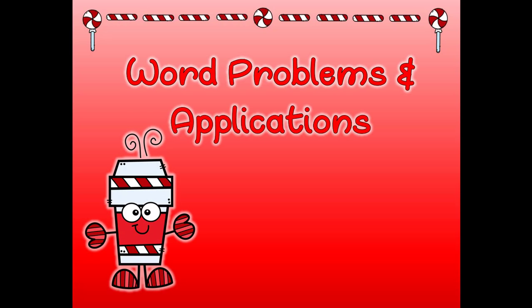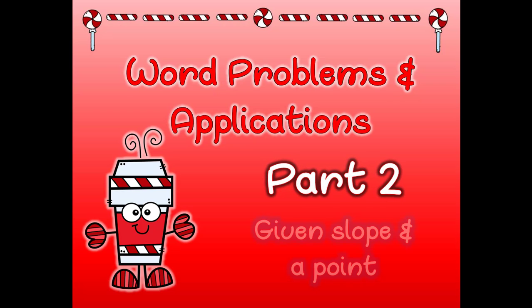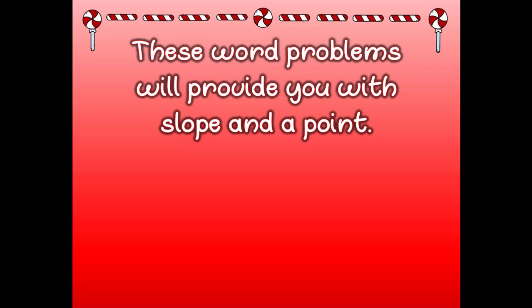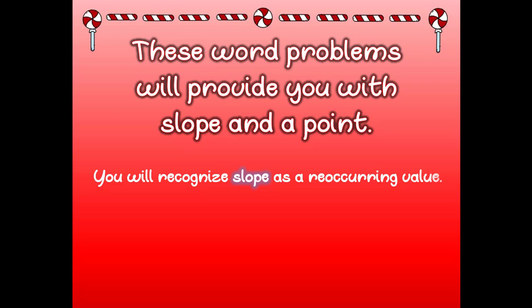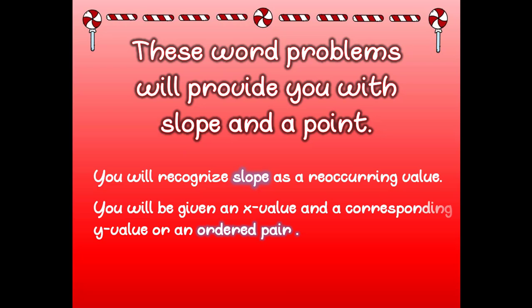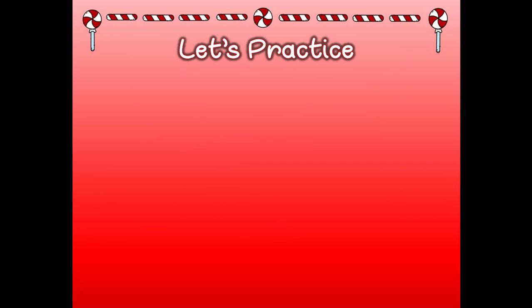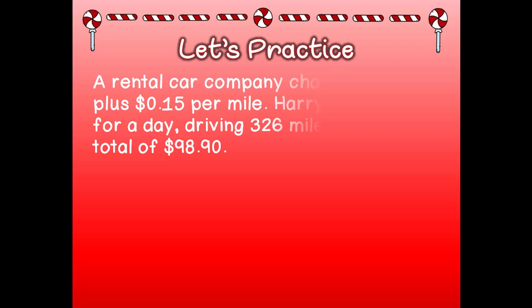Today we're going to talk about word problems and applications, and this is part 2 of 4, given a slope and a point. These word problems will provide you with a slope and a point, and you may recall from the last video that a slope is a reoccurring value, and you will be given an x value and a corresponding y value, which is an ordered pair. So let's take a look at what this is going to look like.